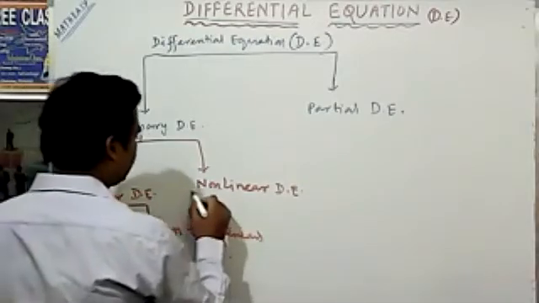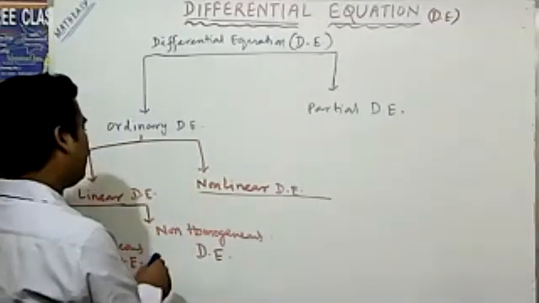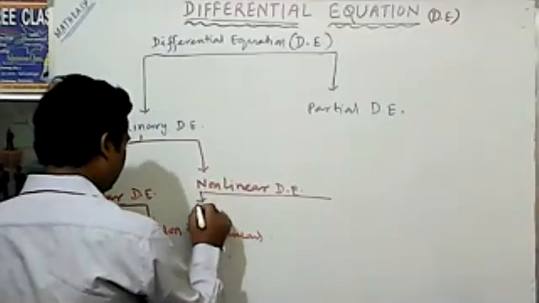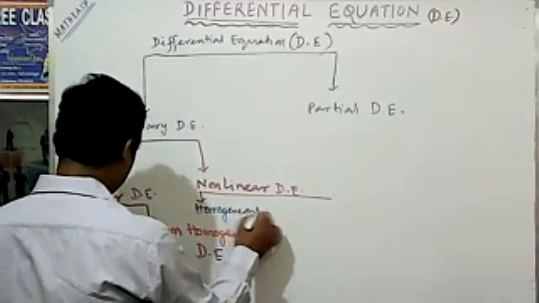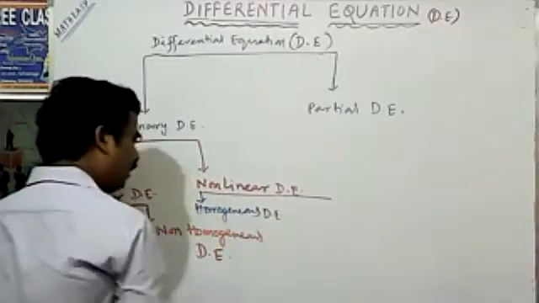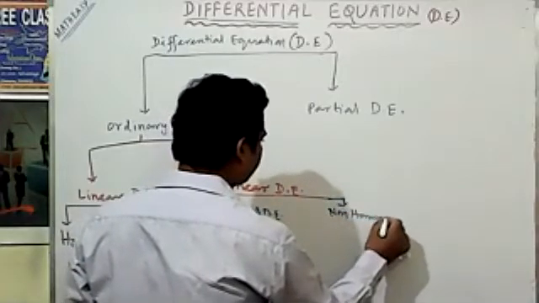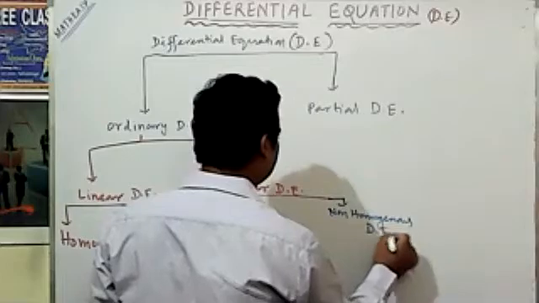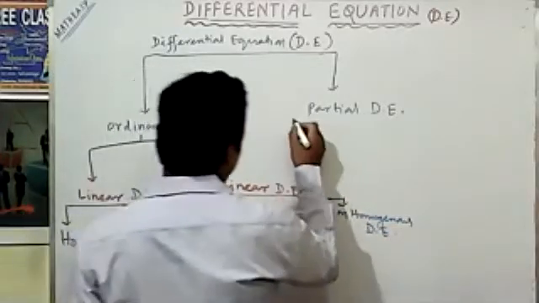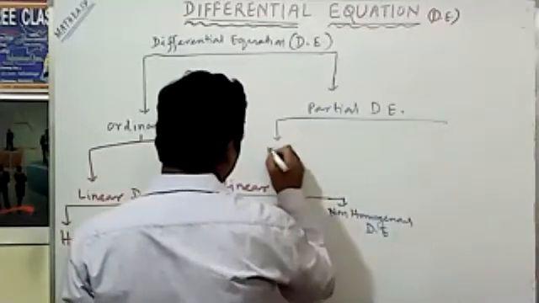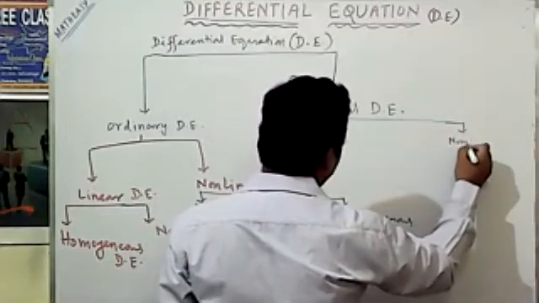Similarly, in nonlinear, same concept, there are two: one is the homogeneous differential equation, another is the non-homogeneous differential equation. In the partial case, the same comes, means in partial, one is the linear, another is the non-linear.